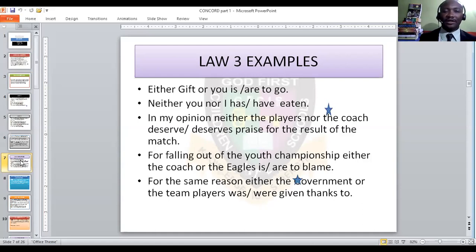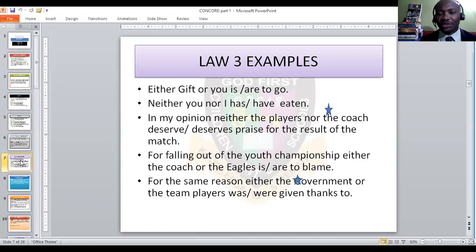Look at another example. In my opinion, neither the players nor the coach deserves praise for the result of the match. What subject is closer to the verb, deserve or deserves? It is the coach, which is singular, and we're going to take "deserves," which is singular.